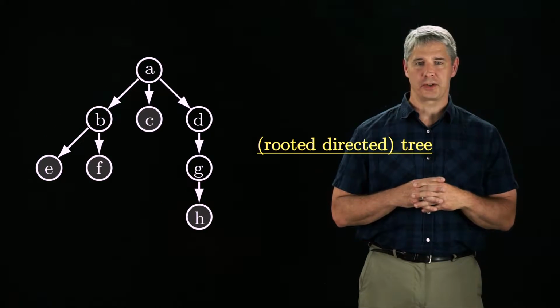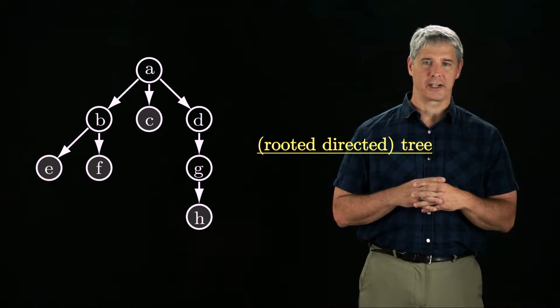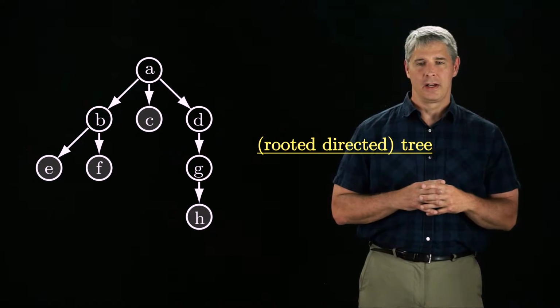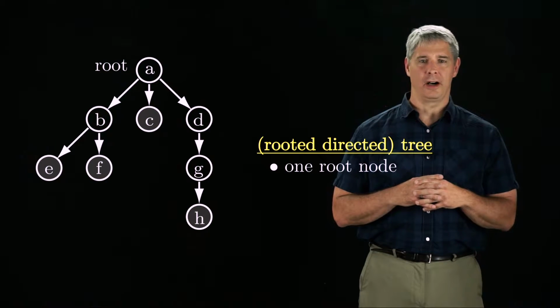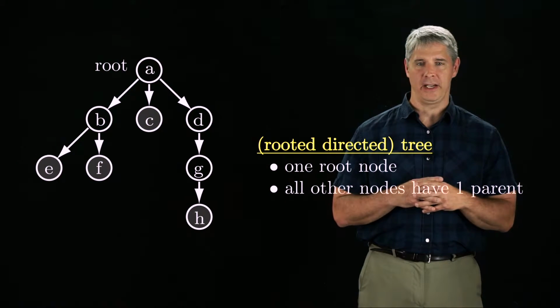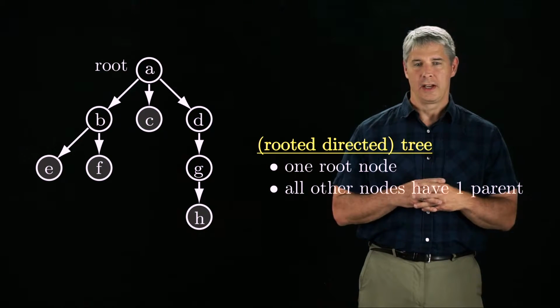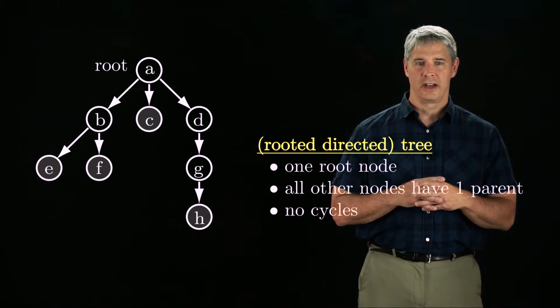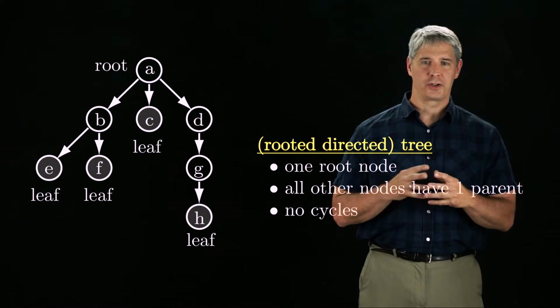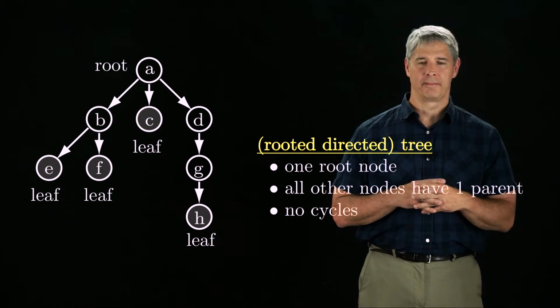Finally, we define a tree to be a specific type of directed graph, as shown here. A tree has one root node, and all other nodes have one parent, meaning they can be reached by a single edge from only one other node. A tree has no cycles. Any node with no children is called a leaf of the tree. A tree can be weighted or unweighted.